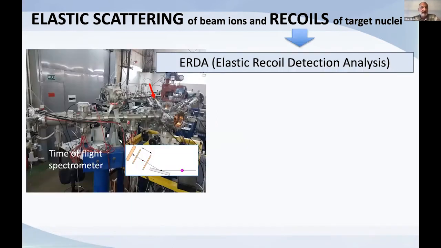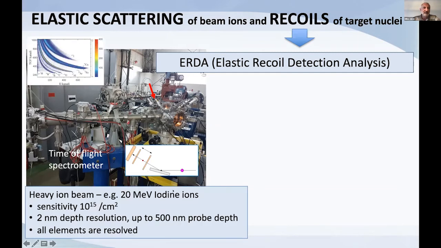The next technique that is based on elastic scattering is elastic recoil detection analysis, and it typically uses heavy ion beams coming from the accelerator to the sample, and then it recoils the nuclei from the sample surface into a kind of telescope, which has a time of flight part and an energy part. So we measure both the energy of the recoil ions and the time of flight.